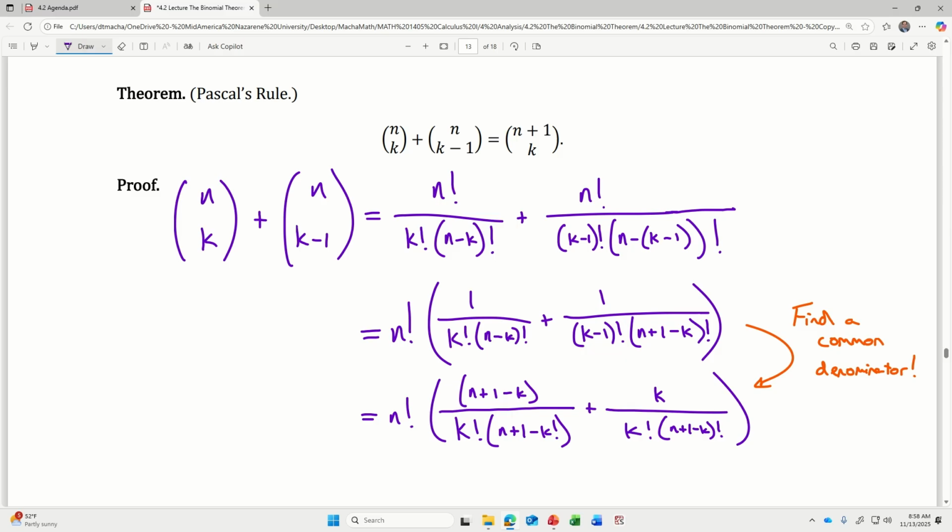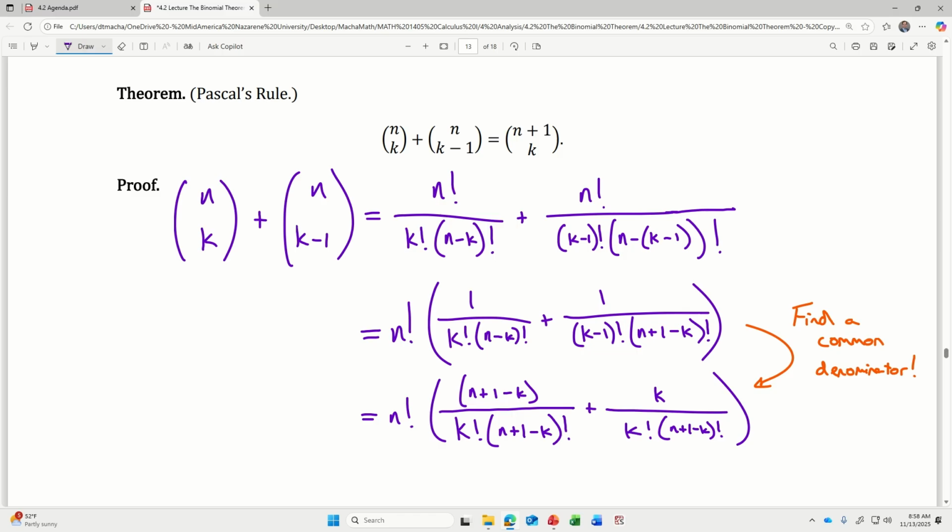If I have n plus 1 minus k factorial, oh, I put the factorial in the wrong spot. That's bad. There we go. If I have n plus 1 minus k factorial, that's the same thing as n plus 1 minus k times n minus k factorial. So by putting this in the numerator, it makes it equivalent to just having the n minus k factorial in the denominator.